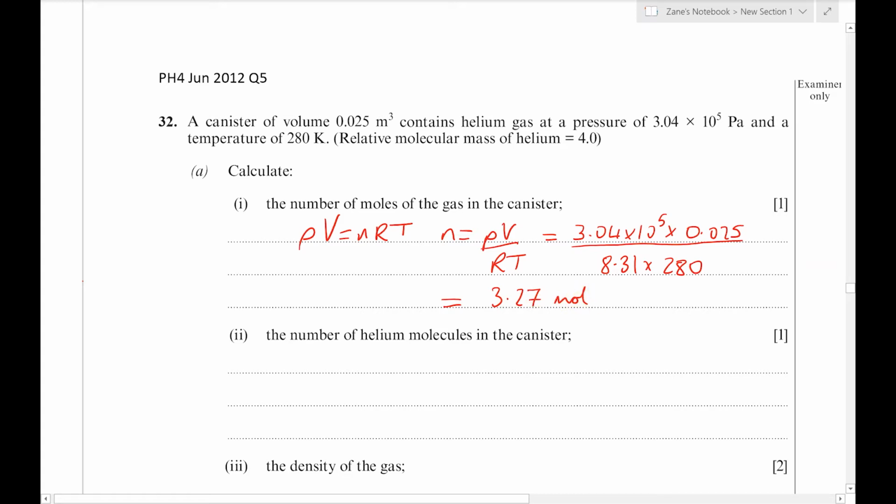Next we've got to find the number of helium molecules in the canister. Well, remember that 1 mole contains Avogadro's number of particles, so the total number of helium molecules is the number of moles times Avogadro's number. So we get 3.27 times 6.02 times 10 to the 23, the value of Avogadro's number in the data book, and that gives us 1.97 times 10 to the 24. And no unit because it's just a number of molecules.